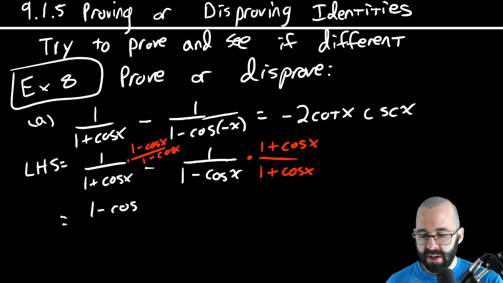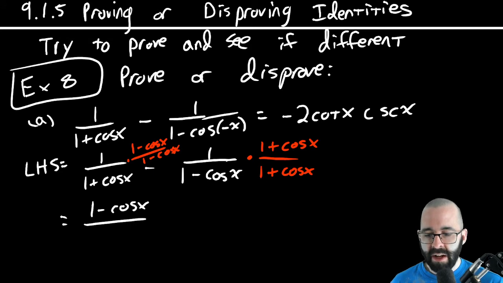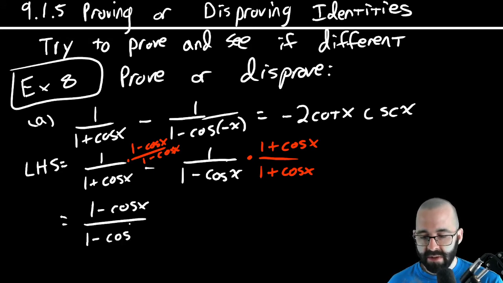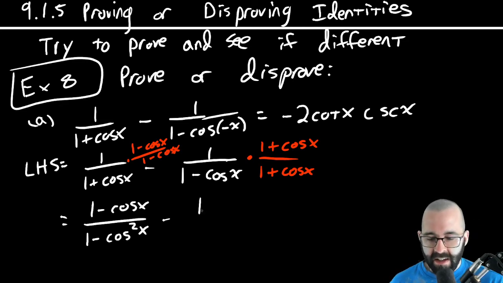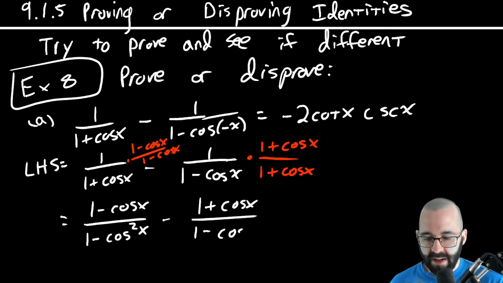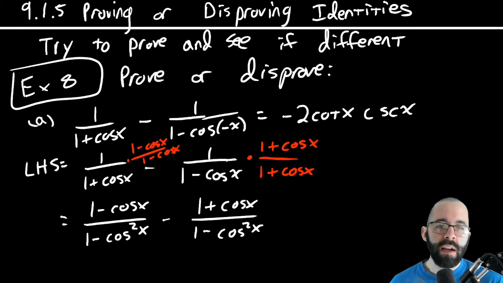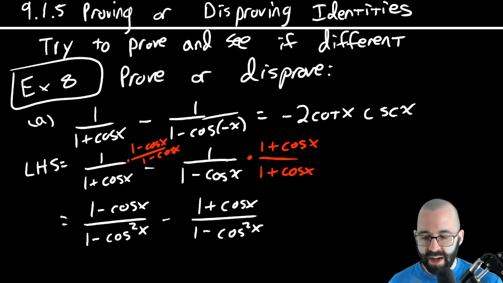This becomes 1 minus cosine of x divided by the denominator. Denominator becomes 1 minus cosine squared of x. Ooh, I like seeing that. Why do I like seeing that? Hopefully you know, but otherwise I'll keep you on the edge of your seat a little longer and you'll see why. Times 1 plus cosine of x divided by 1 minus cosine squared of x. So now we have a common denominator and we can combine these fractions.